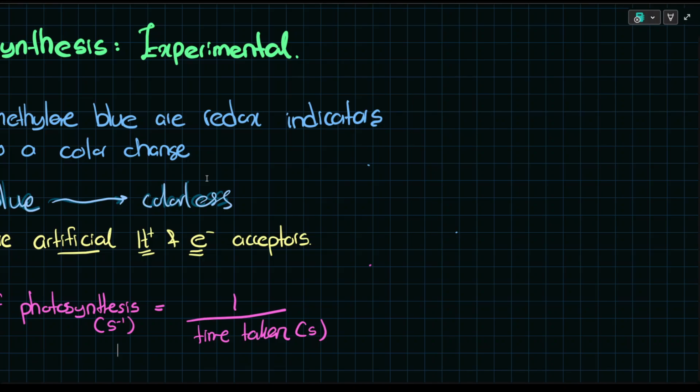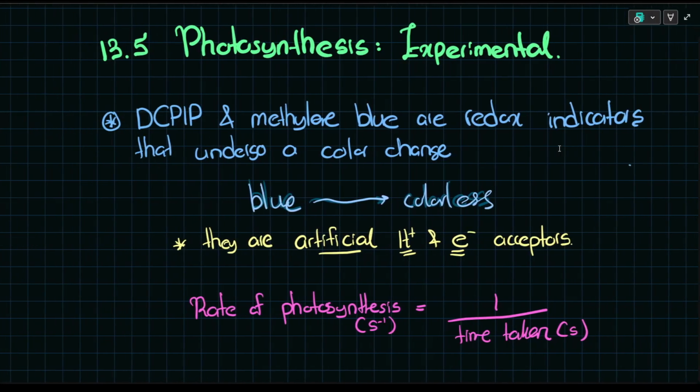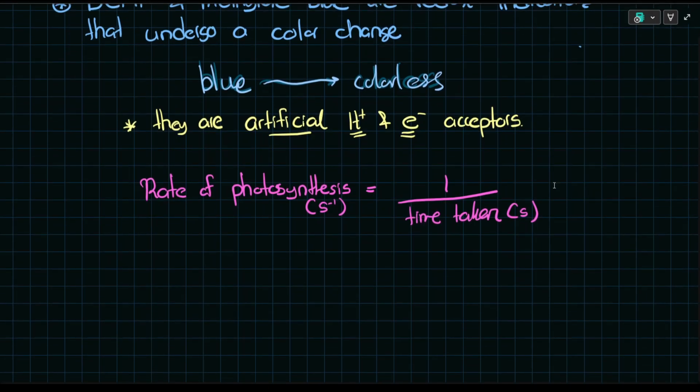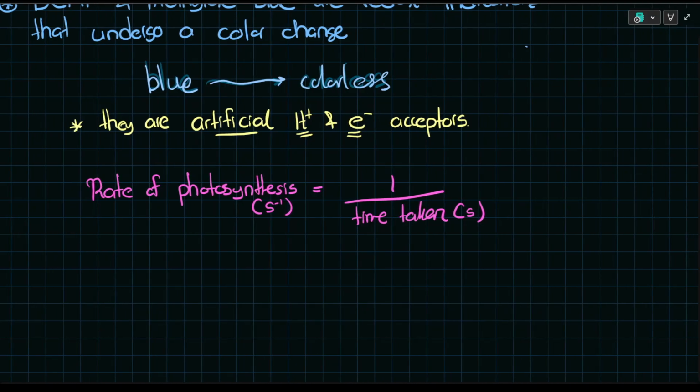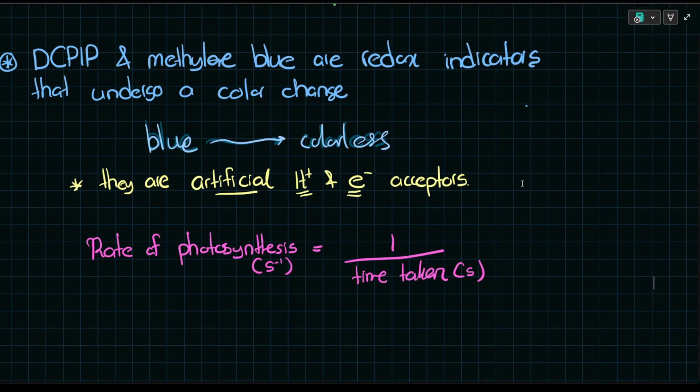Now, how does that happen, you might ask? It's like this: 1 over seconds. We need to get the unit for rate over here, so the s should go up. Now it's s to the power 1. When it goes up, it becomes s to the negative 1. That is how that becomes s minus 1. The rate of photosynthesis is equivalent to 1 over time taken. Now, in brackets, I will give you a small explanation that will help with this artificial H plus and this accepting thing.